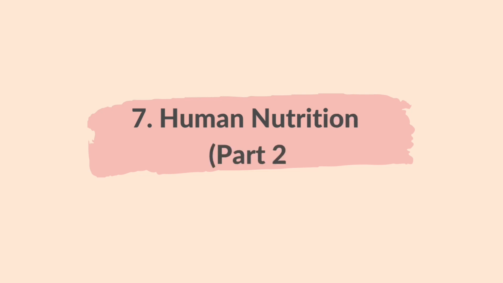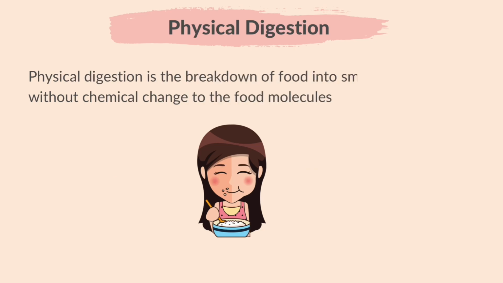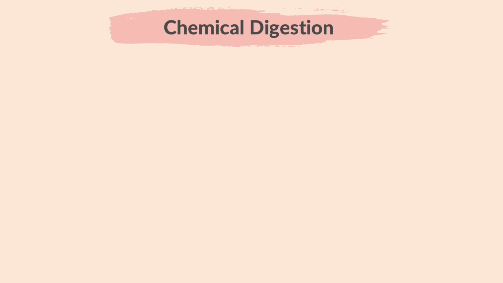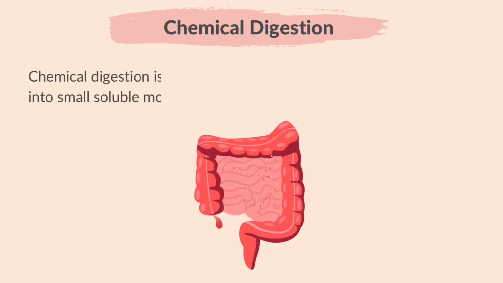This video summarizes Part 2 of Topic 7, Human Nutrition. In the previous video, we learned about physical digestion, which is the breakdown of food into smaller pieces without chemical change to the food molecules. Now let's dive into chemical digestion.